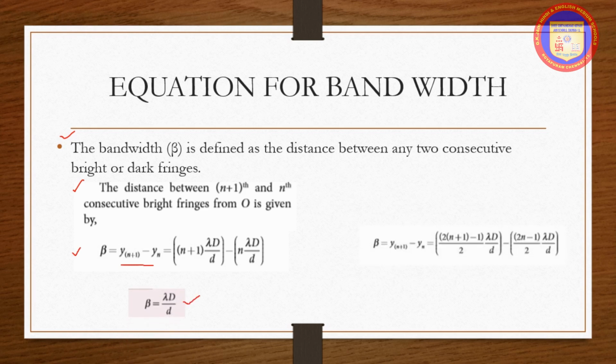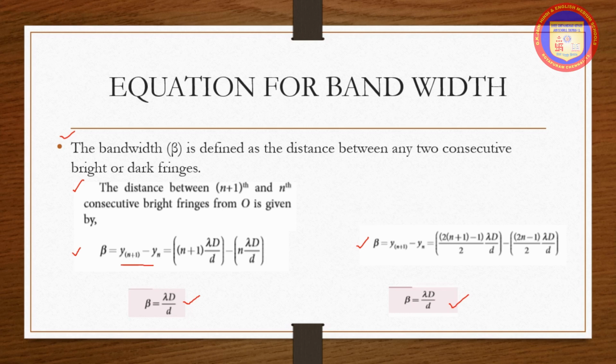Similarly, the distance between the (n+1)th and the nth consecutive fringes from O is given by, that is for constructive interference, beta equals y(n+1) minus y(n). Similarly, the distance between the (n+1)th and nth destructive dark fringes from O is given by beta equal to y(n+1) minus y(n); substituting the values, we get beta is equal to lambda D by d. This equation shows that the bright or the dark fringes are of the same width, equally spaced on either side of the central bright fringe.